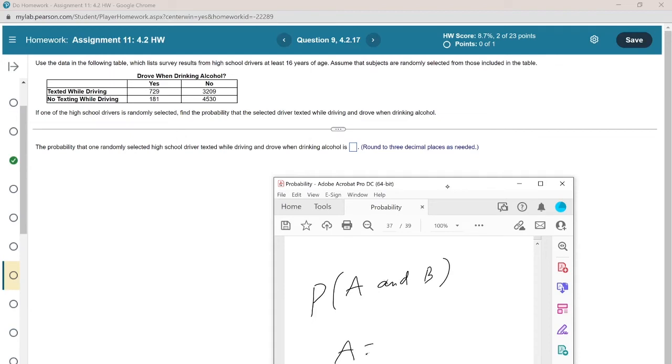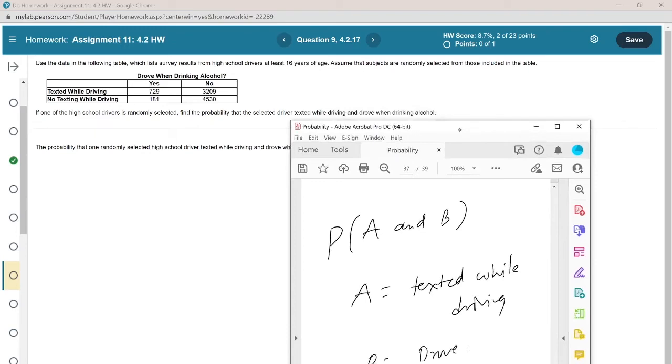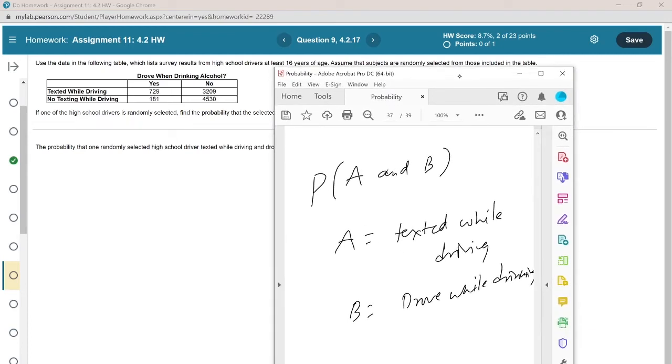In this case, A is texted while driving, and B is drove while drinking. We can answer this question by selecting one person from this group. You can see that texted while driving, 729, drove while drinking. So both requirements will be fulfilled if you just focus on this 729 number.